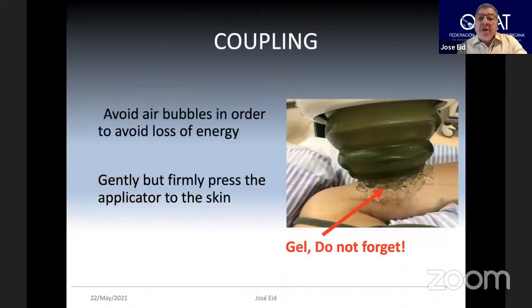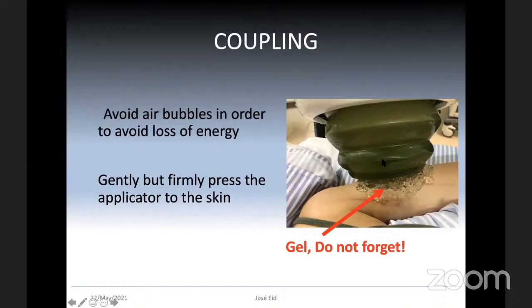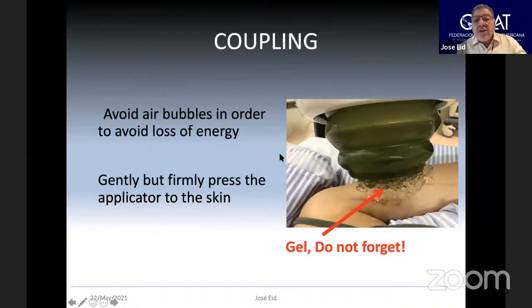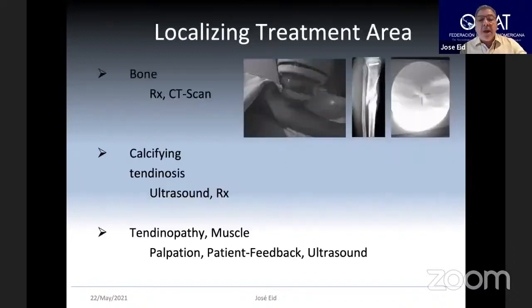Also about the coupling of the therapy head that you can see here, this is a big focus device doing treatment at the hospital with high energy. We need to put the therapy head in contact with the skin to avoid air bubbles, so we avoid losing energy. Remember that Professor Uski told us that we need to put the therapy head in contact with the skin, and we cannot forget the gel. We need to apply the gel between the skin and the therapy head.